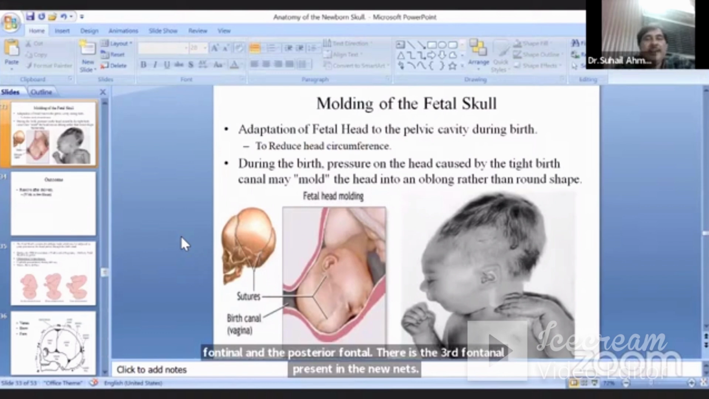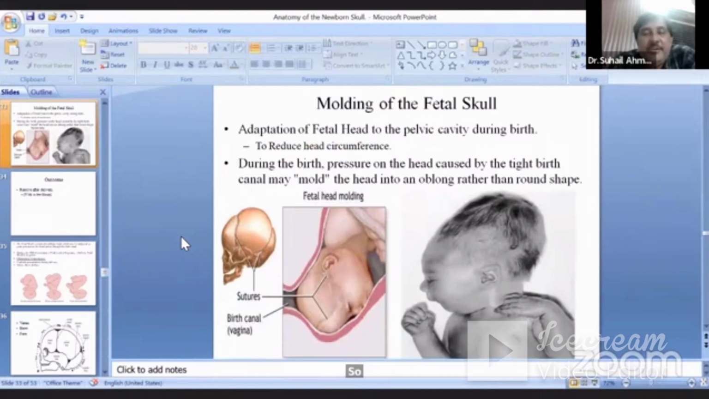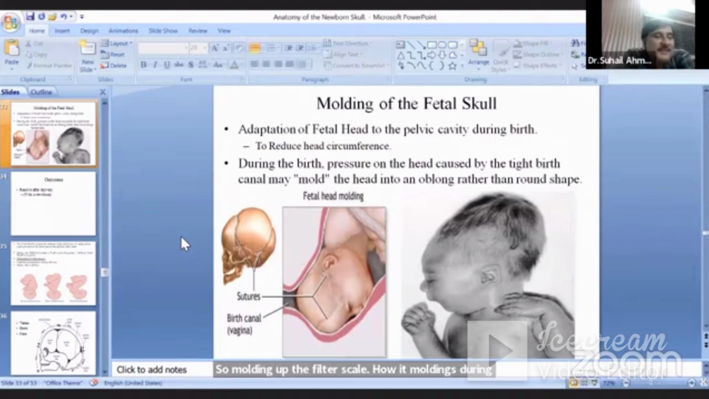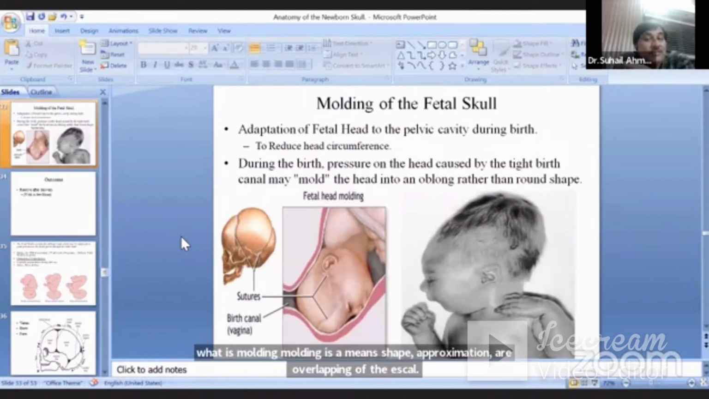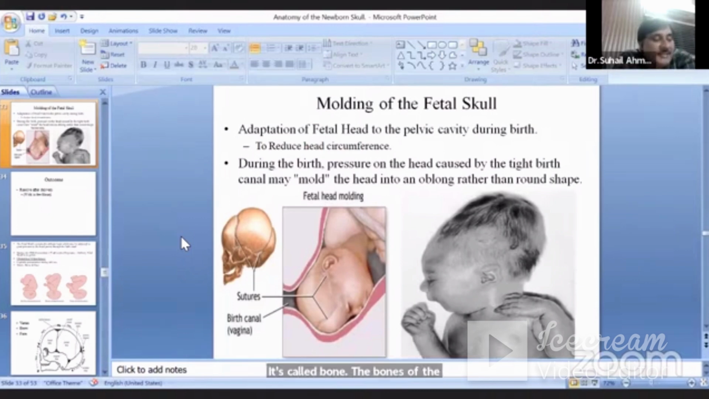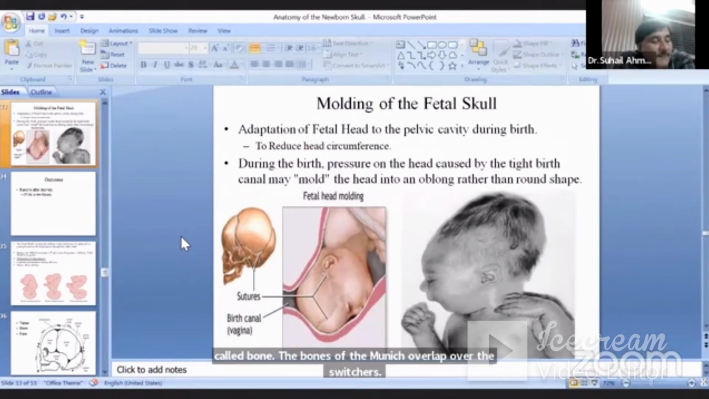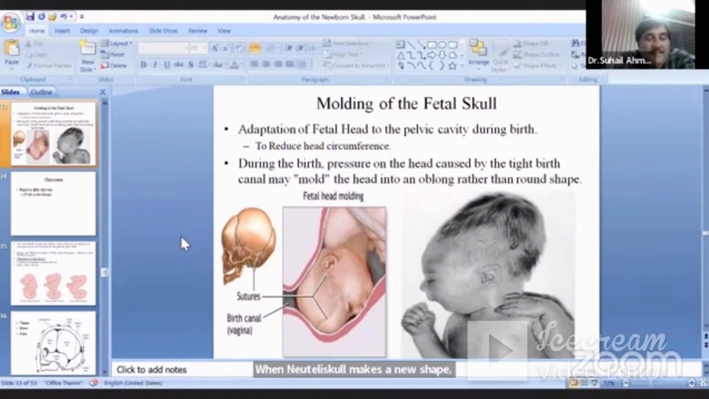So, molding of the fetal skull: how it is molded during birth delivery. This topic is related to labor. When the female goes through a normal vaginal delivery, the process of molding starts. So what is molding? Molding means shape, approximation or overlapping of the skull bones. The bones of the neonatal skull overlap over the sutures, when the neonatal skull makes a new shape to ease the vaginal delivery.